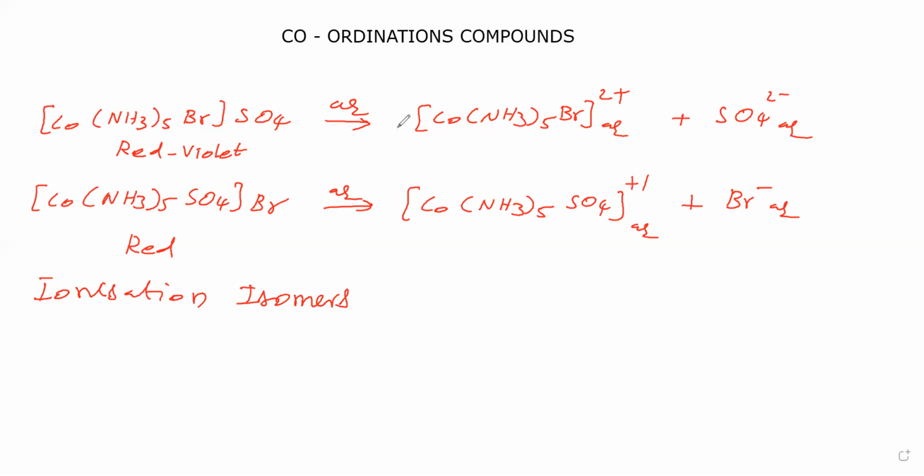In the structural isomers, which type? Ionization isomers. Why? Because they are giving different ions. Therefore, we can say ionization isomerism.